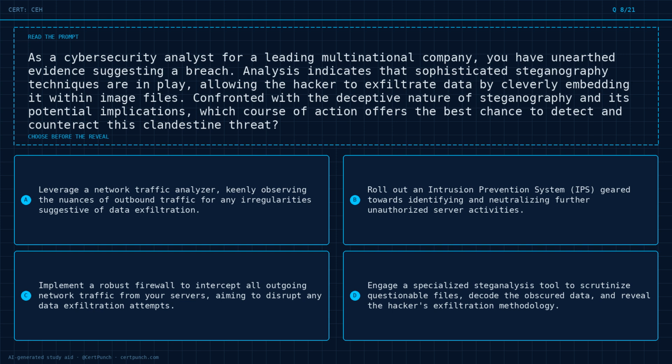Option A. Leverage a network traffic analyzer, keenly observing the nuances of outbound traffic for any irregularities suggestive of data exfiltration. Option B. Roll out an intrusion prevention system, IPS, geared towards identifying and neutralizing further unauthorized server activities. Option C. Implement a robust firewall to intercept all outgoing network traffic from your servers, aiming to disrupt any data exfiltration attempts. Option D. Engage a specialized steg analysis tool to scrutinize questionable files, decode the obscure data, and reveal the hacker's exfiltration methodology. Choose the best answer before the reveal. Commit to it now.